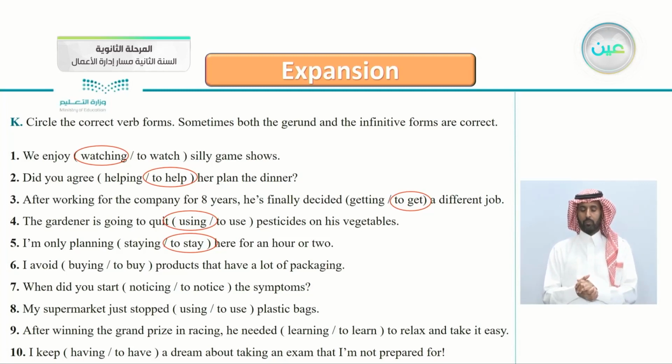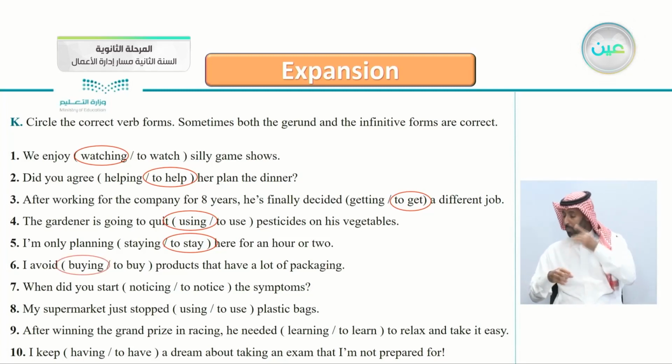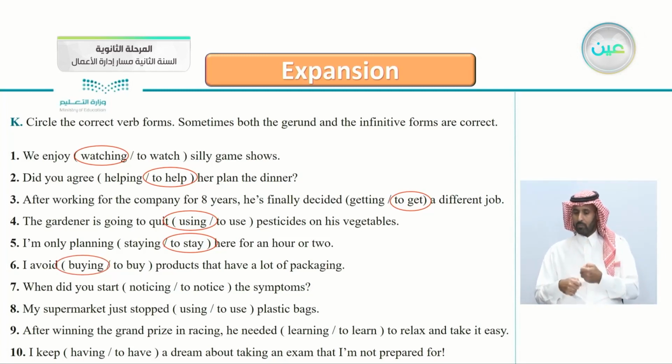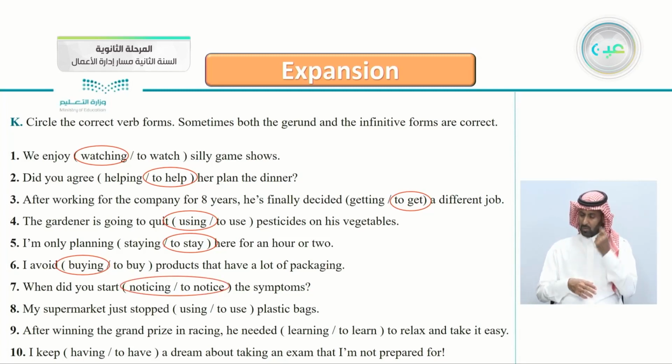Number 6, I avoid buying, to buy products that have a lot of packaging. I avoid, yes, buying. Avoid is one of the verbs that comes before the gerund. Number 7, when did you start to notice or noticing the symptoms? So here is, yes, both are correct. You can use the infinitive form or the gerund form.